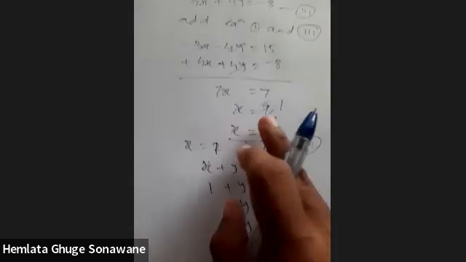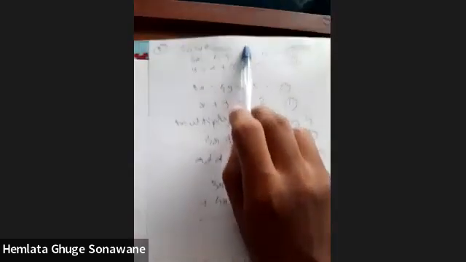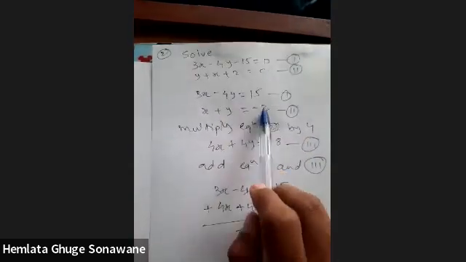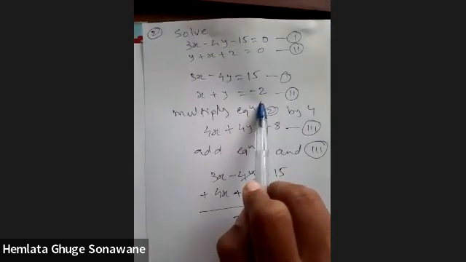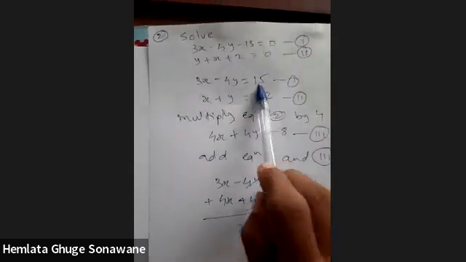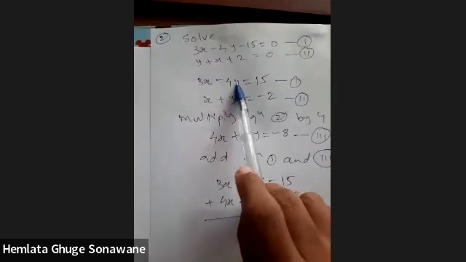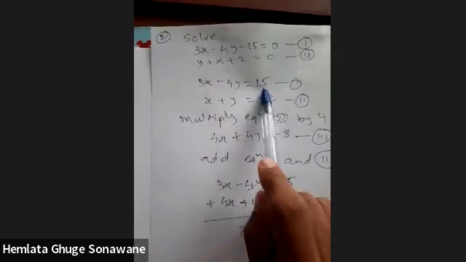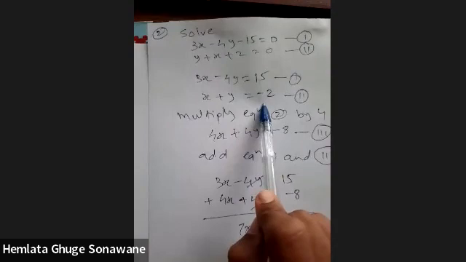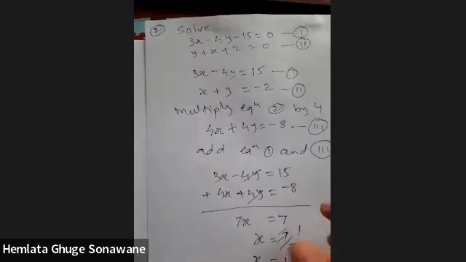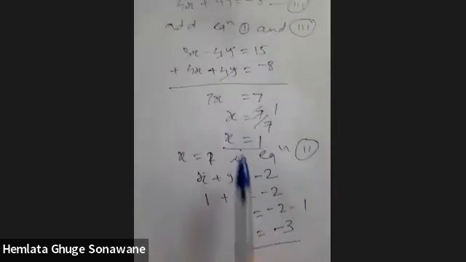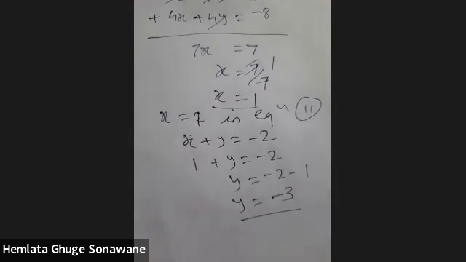You can put these values into the given equations, that is equation number 1 and 2. You will definitely get the answer for equation number 1 as 15 and for equation 2 as minus 2. It means whatever solution we have got for x and y is correct.